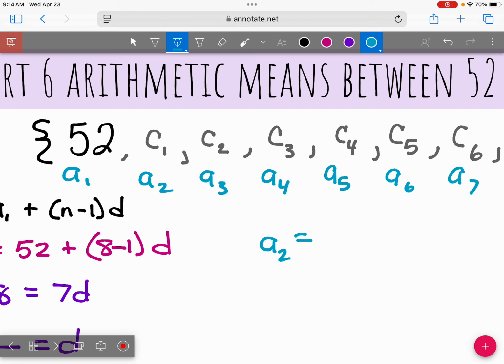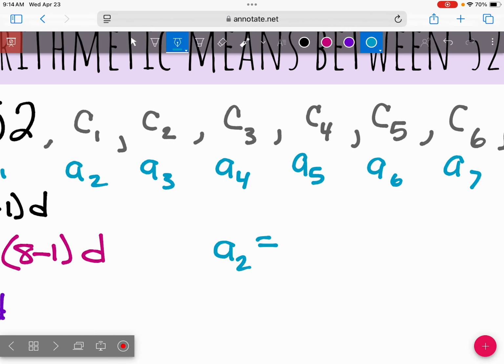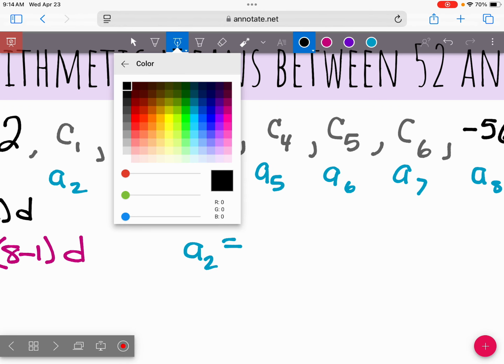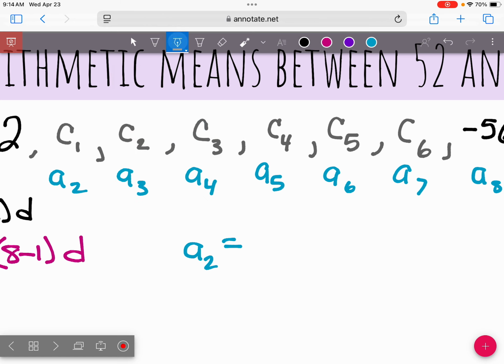That one should not wind up negative. For the first one? No, that's just D. Oh, okay. I was going to say that one should not be negative. So let's find our A sub 2, which is our second term.